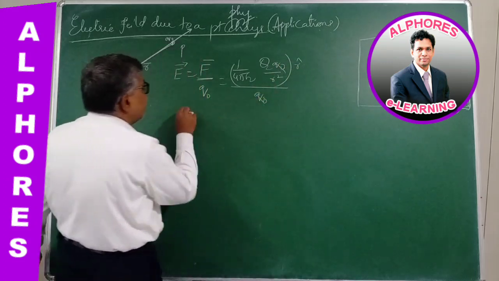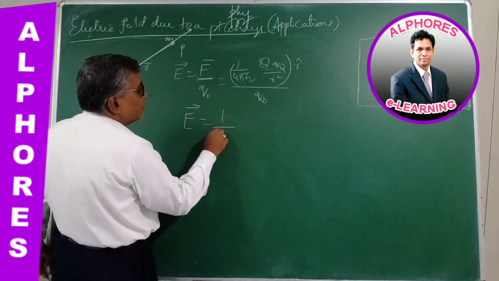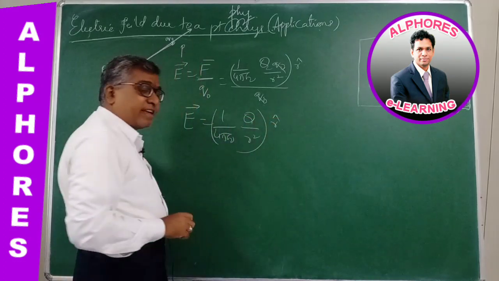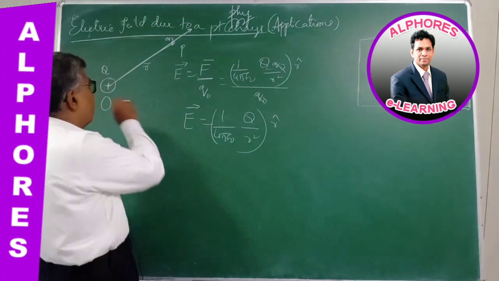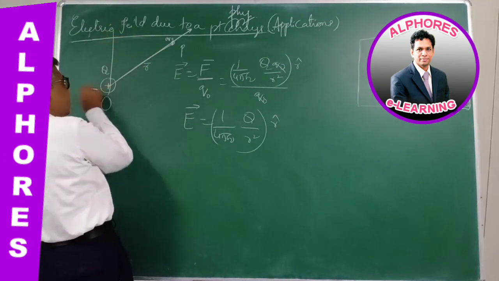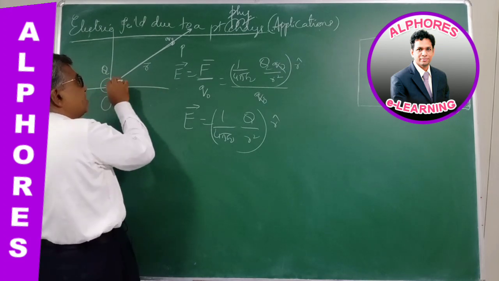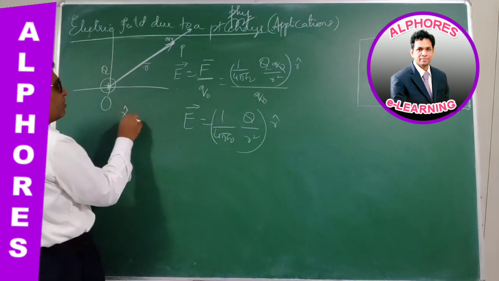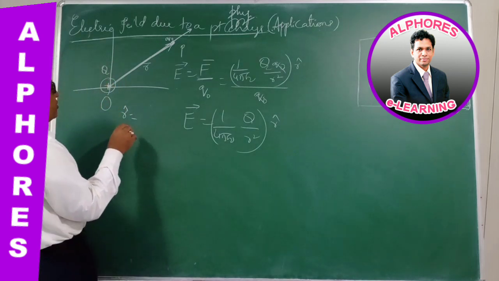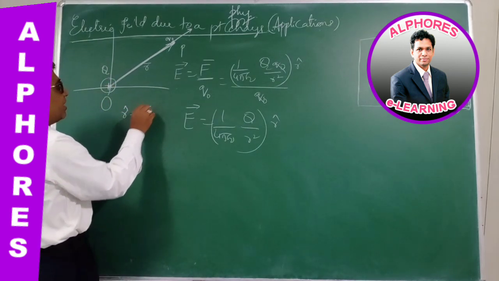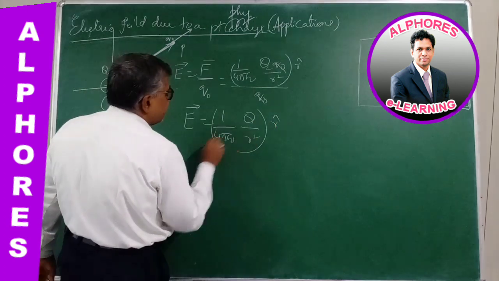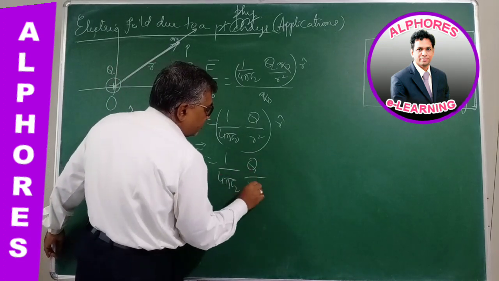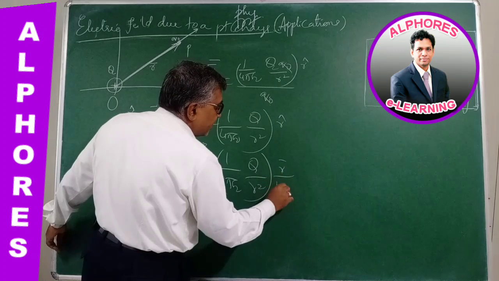Dividing by Q naught, the Q naught cancels. So the electric field vector is 1 by 4 pi epsilon naught capital Q by r square times r cap, where r cap is the unit vector in the direction from O to P. This is considered as the origin. If I take this as the origin, then this is the radius vector of the point P. Now r cap, by the definition of unit vector we learned first, is r bar by mod r. Substituting this, E bar is equal to 1 by 4 pi epsilon naught capital Q by r square times r bar by mod r.